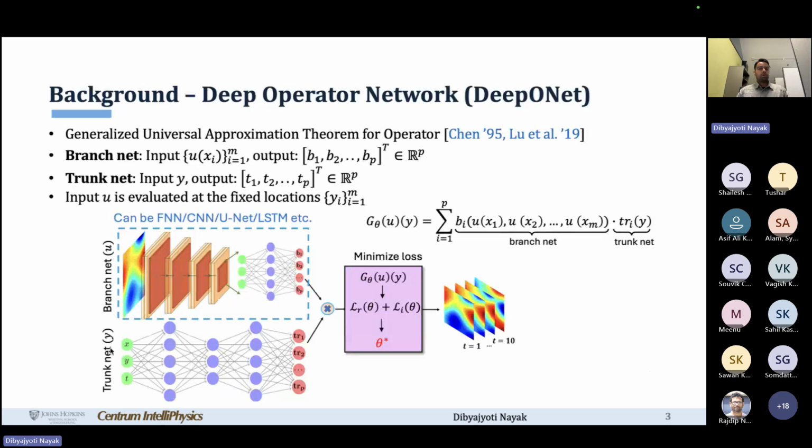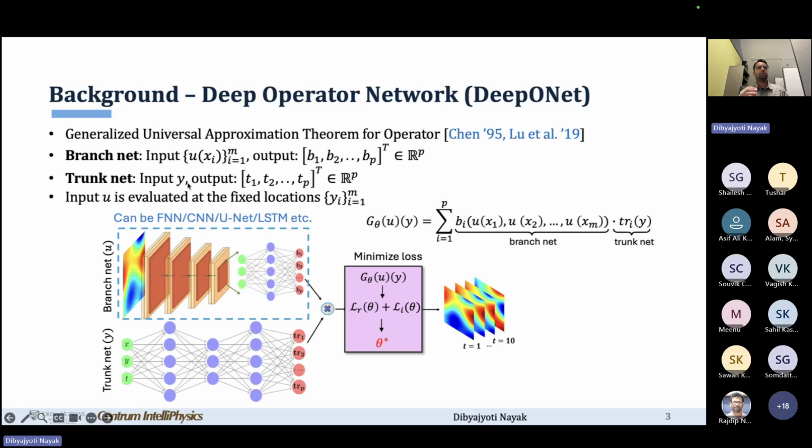Before going into that, for our work, we take the candidate neural operator framework as the deep operator network. This is a very popularly used neural operator framework in which there are two components. One, we have the branch network, which takes in initial conditions, source functions, or any material parameters, and then spits out a latent dimensional vector, which can be thought of as the basis coefficients. And then we have a second network, which is called the trunk network.